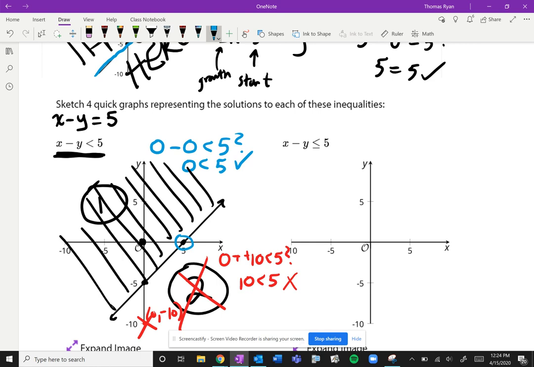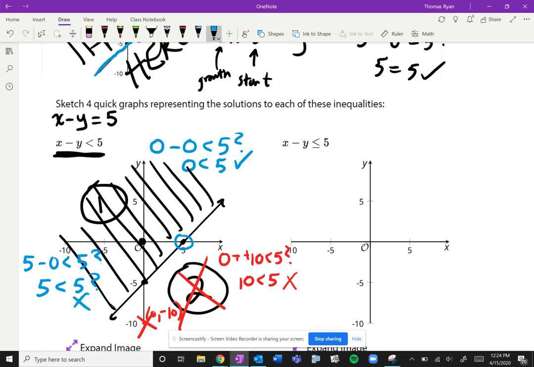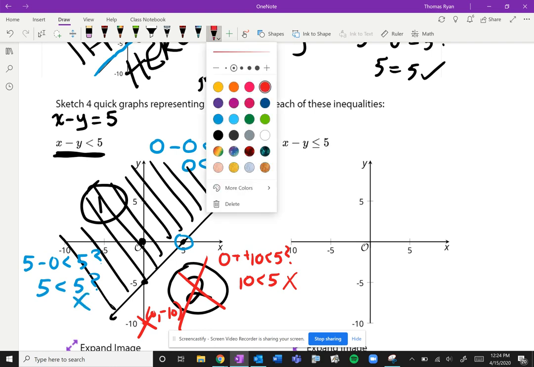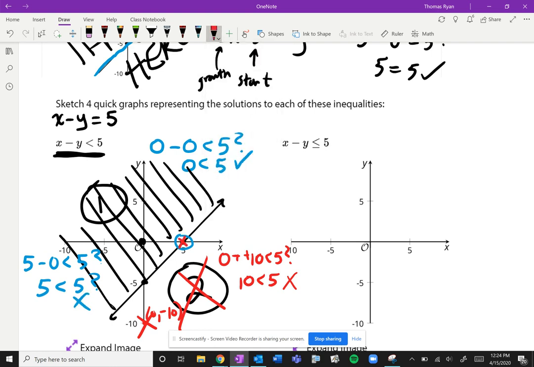So x is 5, y is 0. 5 minus 0, is that less than 5? Is 5 less than 5? No, it's actually not. So this point on the line gets the x, which means guess what? Every other point on the line is going to get the x. Every point on the line is going to get the x.